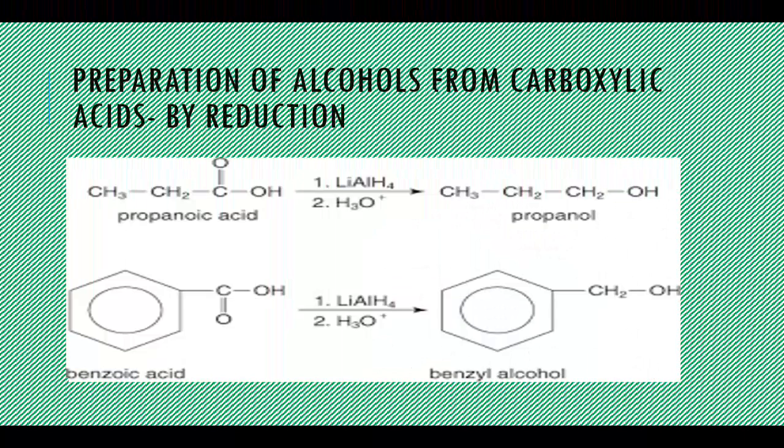Now preparation of alcohols from carboxylic acids. Now we know that this is a reduction process. So propanoic acid in the presence of a reducing agent like lithium aluminum hydride, followed by acid hydrolysis, can be converted in two steps to propanol. Same way, if you take an aromatic acid like benzoic acid, you will get benzyl alcohol.